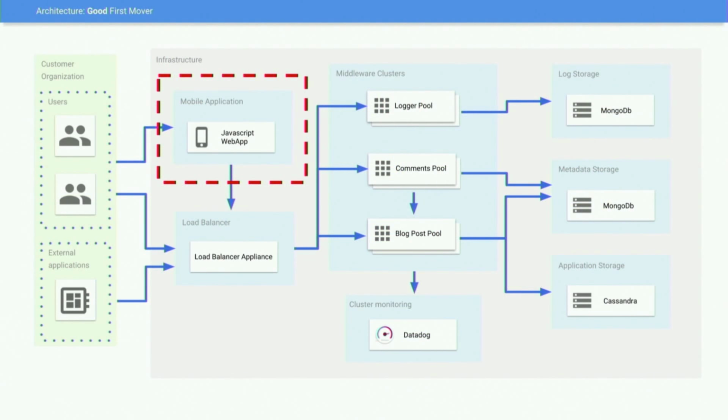So here is an example of an application showing the dependency diagram of different components. And you have, on the left-hand side, a group of users and also some external applications that are calling into the software. And a good first mover in this example would be this JavaScript web app near the upper left. So it's one that has relatively few dependencies. It's also one that is used only by end users and not also by external applications. So this is one that would be a good first mover candidate.